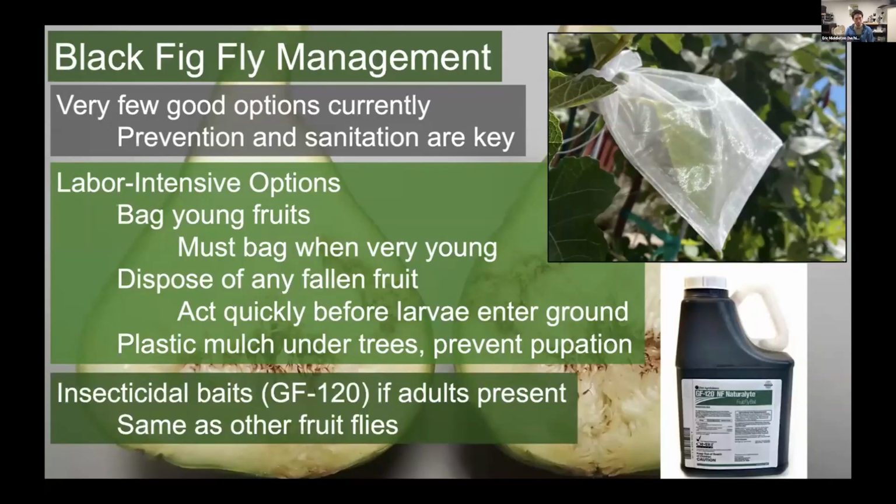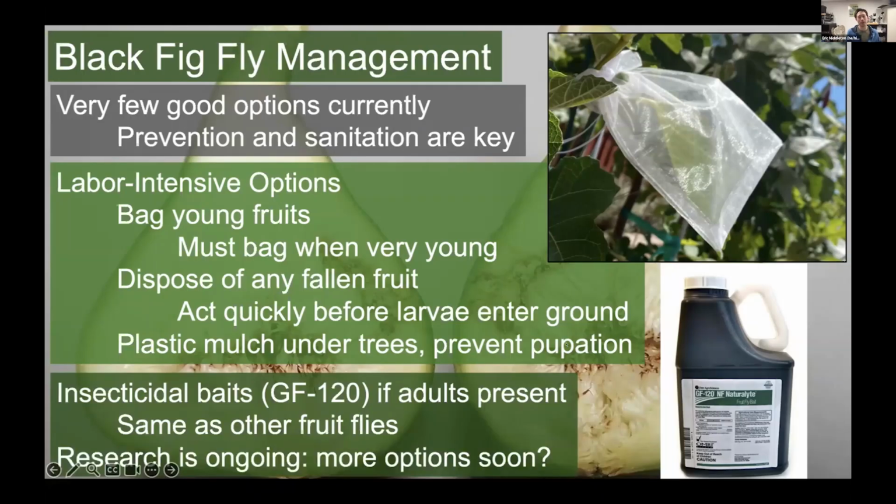It could help prevent pupation as well. Beyond that, insecticidal baits, just like the ones that were used for the invasive fruit flies, GF-120 NaturaLure with spinosad, are somewhat effective if the adults are present, just like with the other fruit flies, but this isn't a super targeted approach. So it will work, but it's not something specifically used to target black fig fly, but this is basically the options that we have right now. Research is ongoing, and hopefully there are some more options coming soon, but it is a slow process, unfortunately. As of right now, most of the options are a little bit hit or miss or are quite labor intensive when it comes to managing black fig fly.